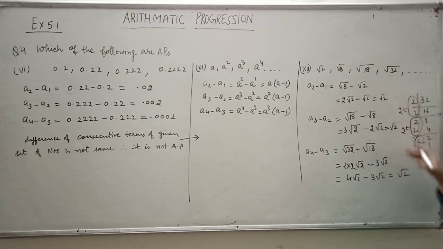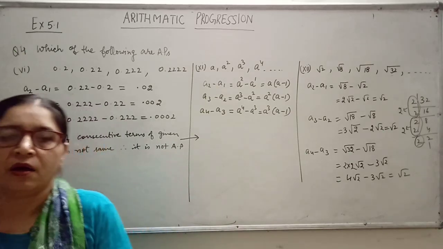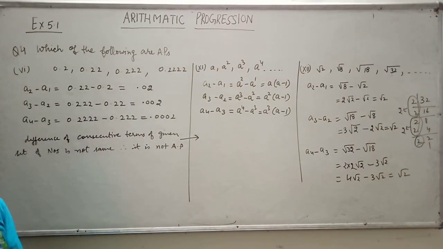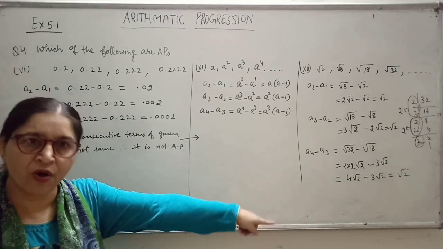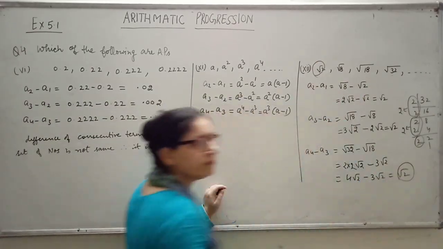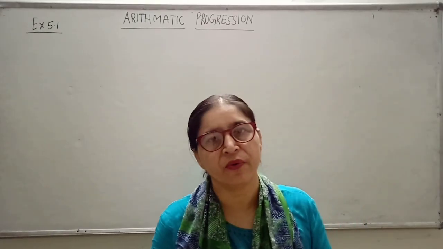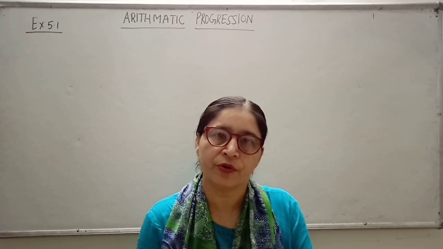So here in this case you can see that the difference of the consecutive terms in all these is same. Therefore, it is an AP and first term is root 2 and common difference is also root 2, because this is the first term and this is the common difference. Now students, remaining parts of question number 4, you have to do yourself.